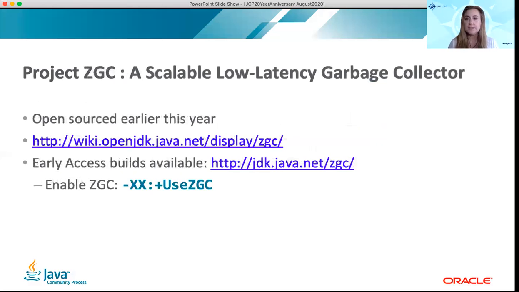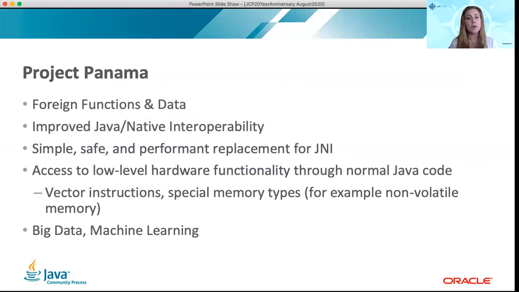I mentioned Project ZGC earlier in terms of a project that was open sourced and available in the Java platform already. So that project, new things will continue to come out of Project ZGC, garbage collector, and Project Panama. So obviously we all know that big data and machine learning is a huge space in software development, and there's a lot of improvements that can be made to make Java more attractive in that environment. So within Project Panama, what they're looking at is a safe, simple replacement for JNI, looking at improving Java in a native environment.